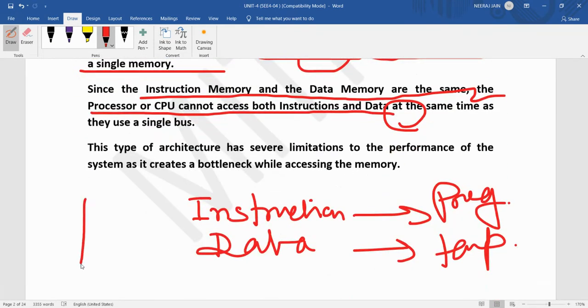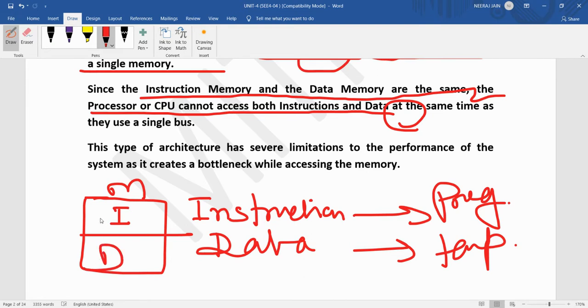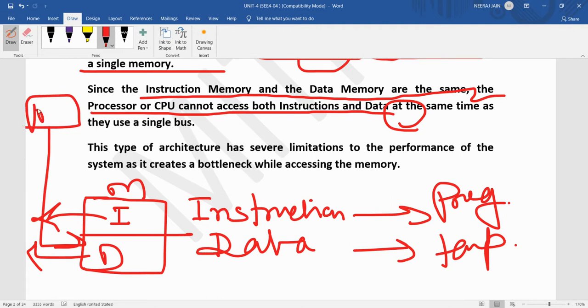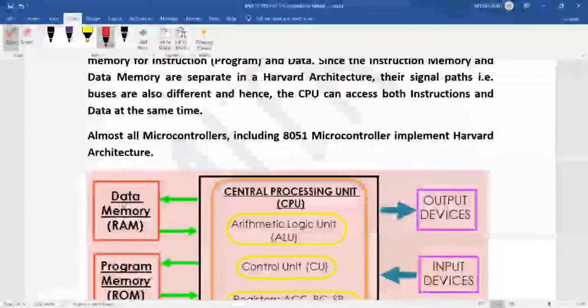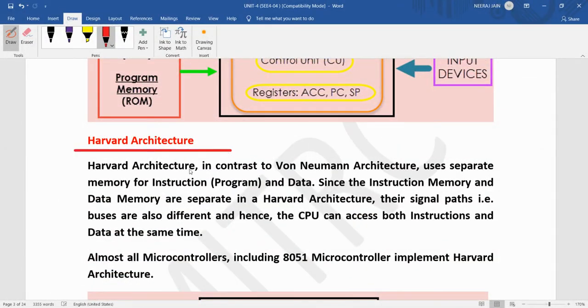What problem occurs if we use the same memory containing both the instructions and data? Then at a time we can call either the instruction or the data, because the bus attached from the microcontroller to this memory module is a single bus. So there are several limitations on the performance of such a system. So we prefer the Harvard architecture.